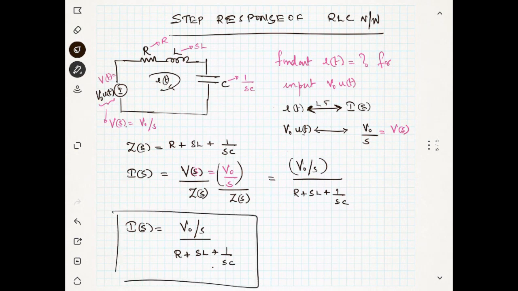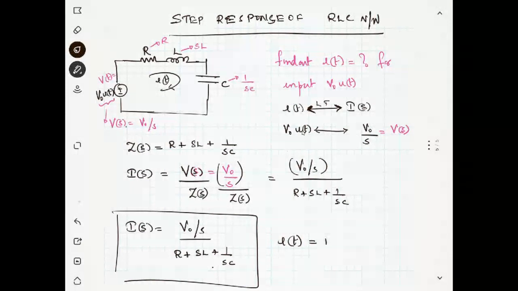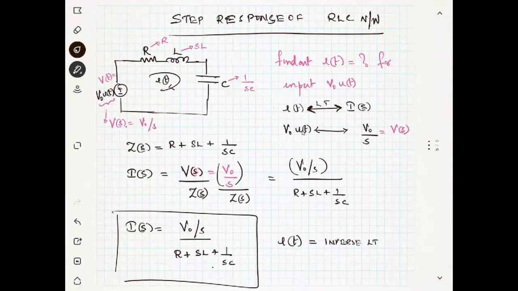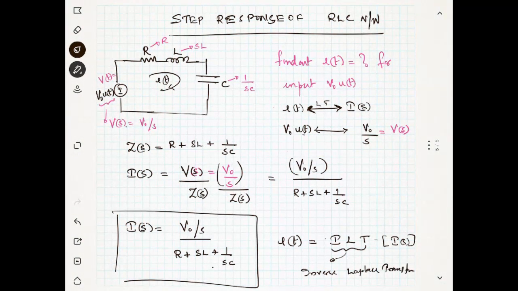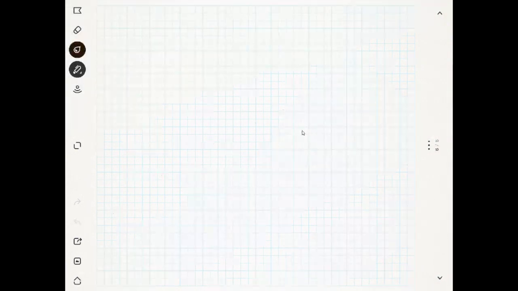Now how to find I of t? Partial fraction, reverse Laplace transform. We have to first take the inverse Laplace transform of I of S. So this is nothing but the inverse Laplace transform. Okay, I have to go back, so I will use the next page.